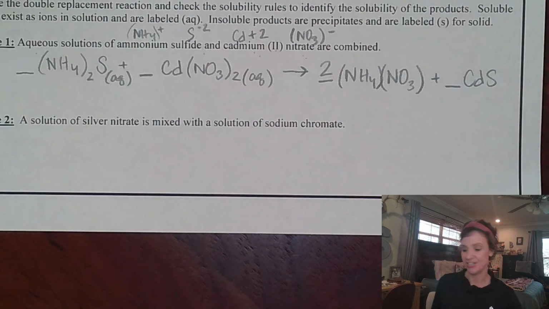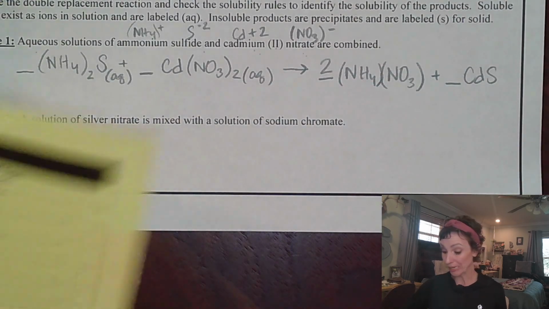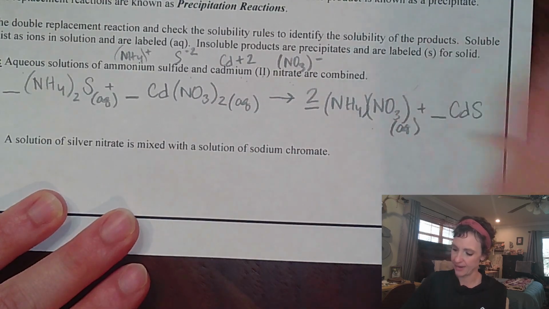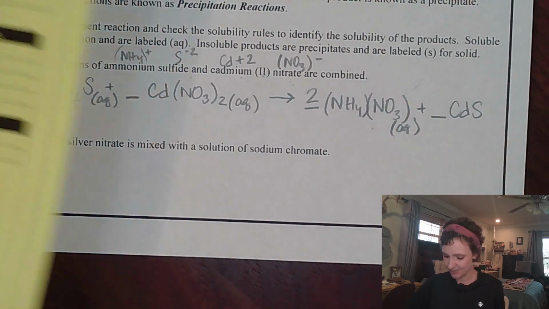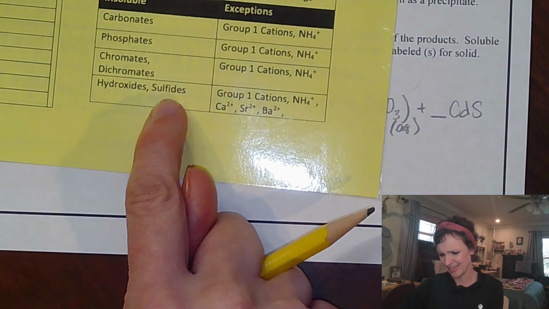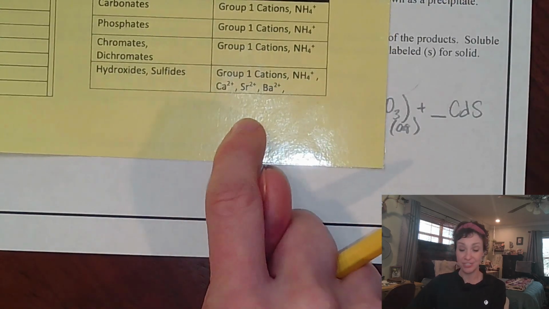Awesome. Now I just need to check the solubility rules and see if ammonium nitrate is soluble or insoluble, and what that means in terms of labeling it. Oh, it's a nitrate. All nitrates are soluble. This guy is totally going to be aqueous. Now cadmium 2 sulfide, sulfide, sulfide. Whoa, okay. It looks like it's insoluble, and cadmium is not an exception to that rule.